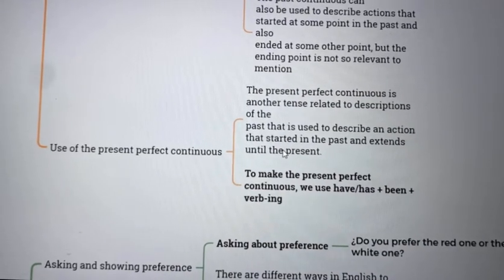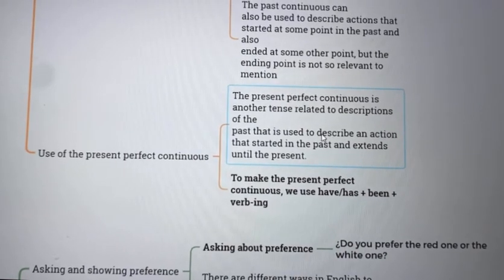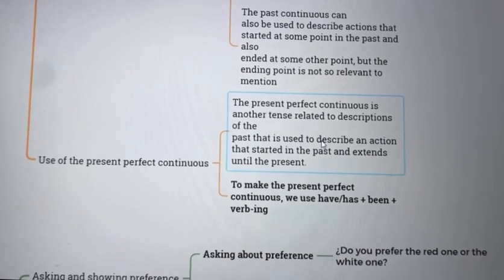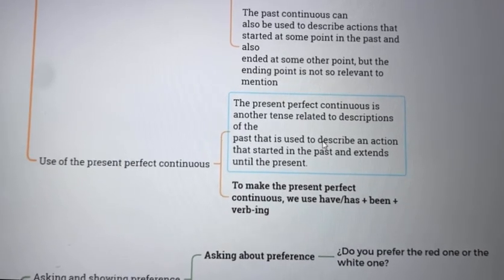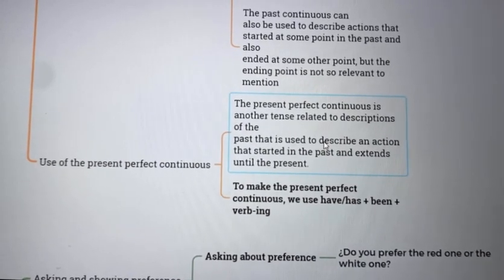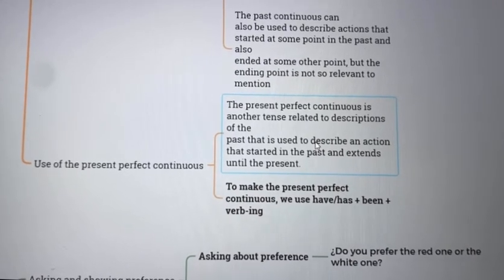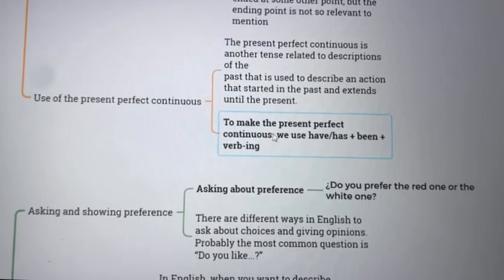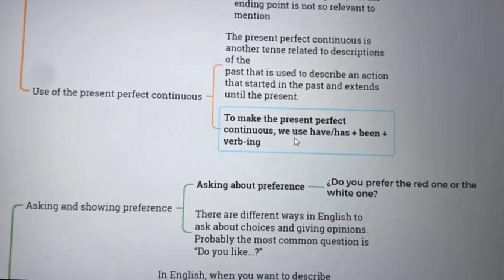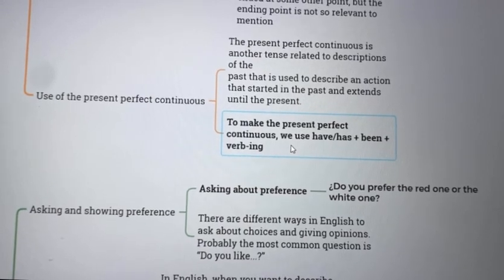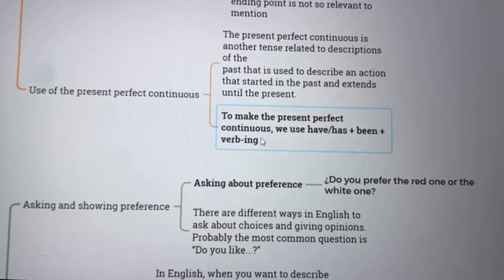Use of the present perfect continuous. The present perfect continuous is another tense related to the description of the past that is used to describe an action that started in the past and extends to the present. To make the present perfect continuous, we use have or has, plus been, plus verb ing.